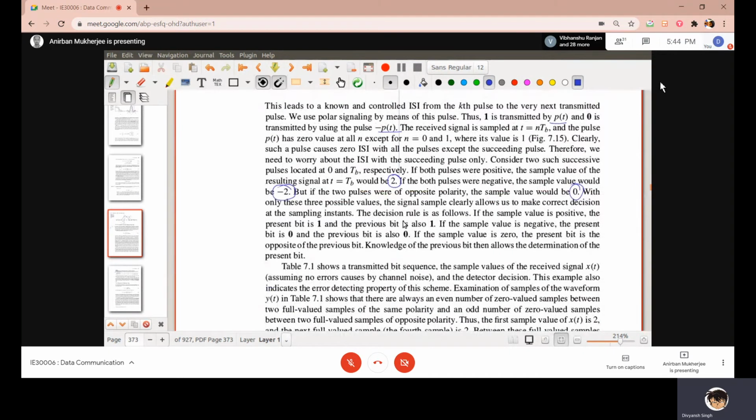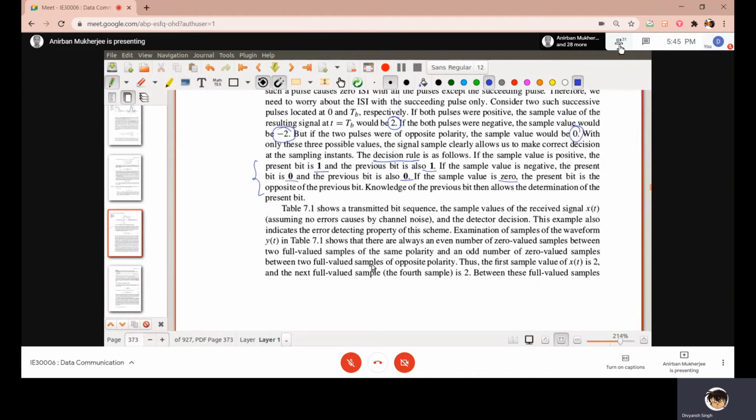Now the decision rule at the detector, please remember: by seeing this y(t), say I am assuming there is no noise, if the sample value is positive, the present bit is 1 and the previous bit is also 1. Now if the sample value is negative, the present bit is 0, and the previous bit is also 0. If the sample value is 0, the present bit is the opposite of the previous bit. From there I will do the decoding.